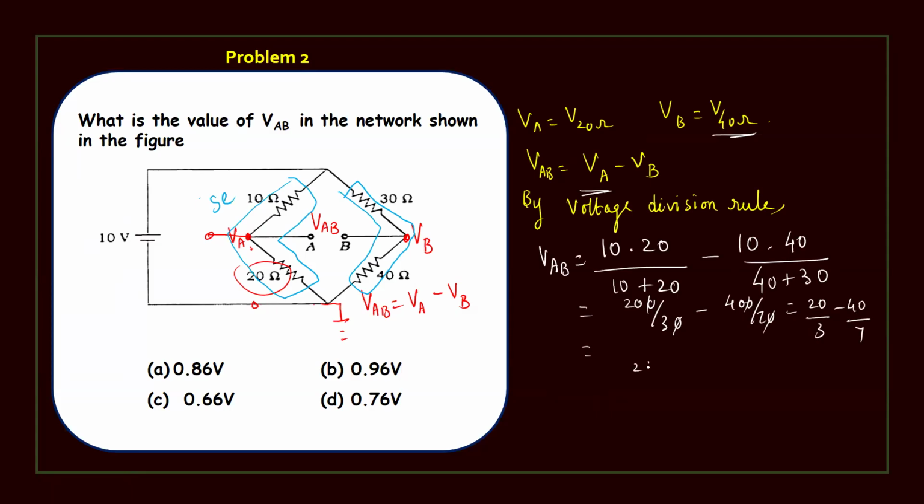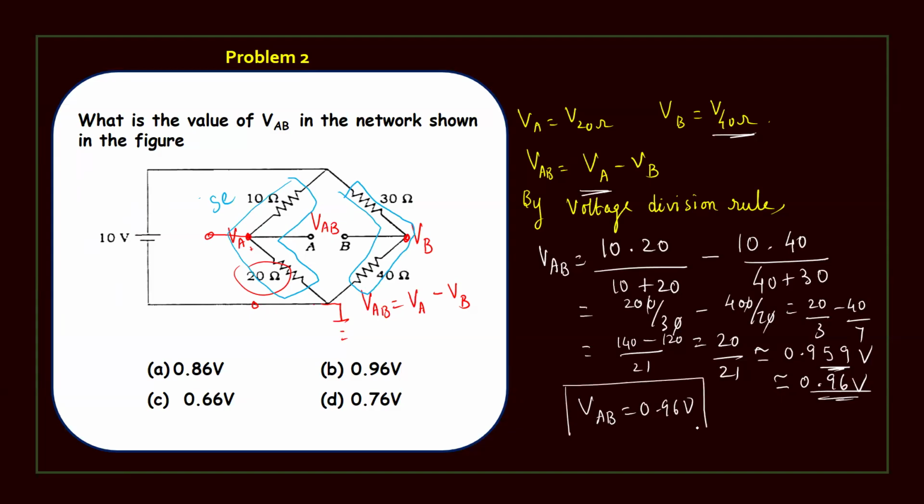So which is 20 into 7, 140, minus 4 into 3, 120. 20 by 21. So it is approximately equal to 0.959 volt. Now we'll search for the options. The options are given as 0.86 volt in option A, 0.96 volt in option B. So we can conclude that it is approximately equal to 0.96. We will round this off. 0.96 volt. So this is VAB. VAB equal to 0.96 volt.